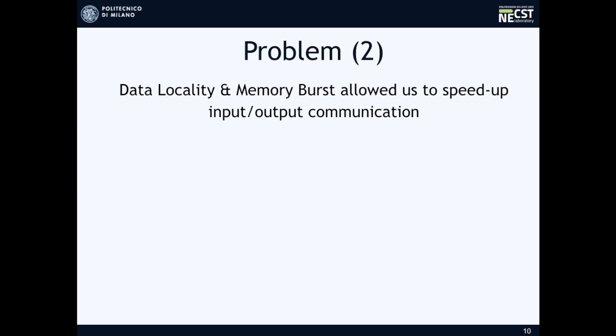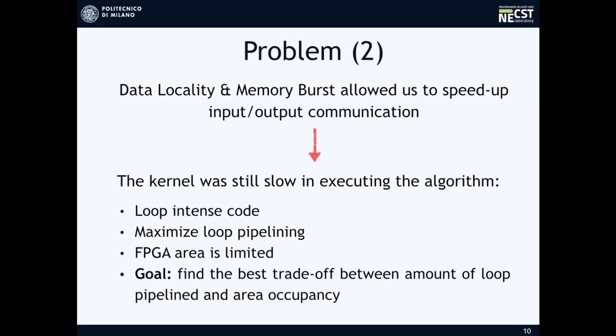This optimization allowed us to speed up the communication over the input-output interfaces. However, it has not been enough to achieve a good increase in performance. In fact, the kernel was still slow in executing the algorithm. What we noticed is that the code we were accelerating is particularly loop intense. Hence, we try to maximize the pipelining of the loop present in the code.